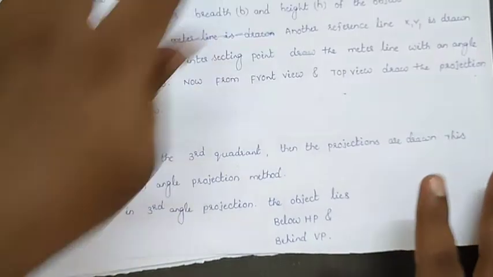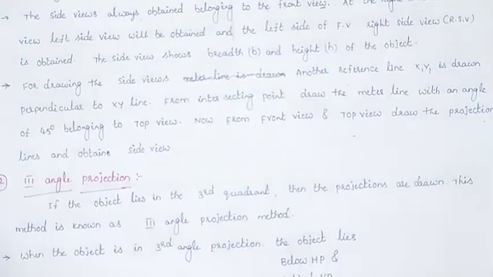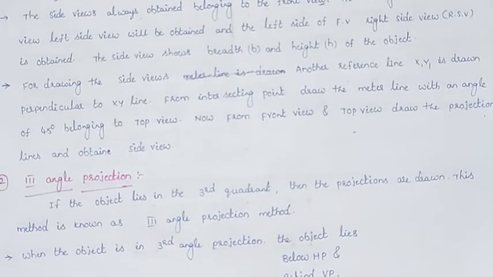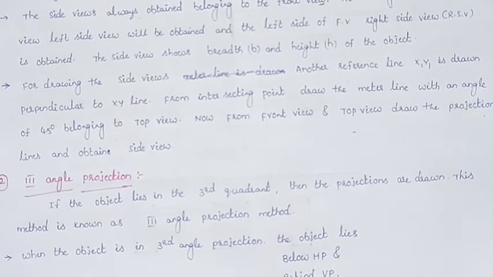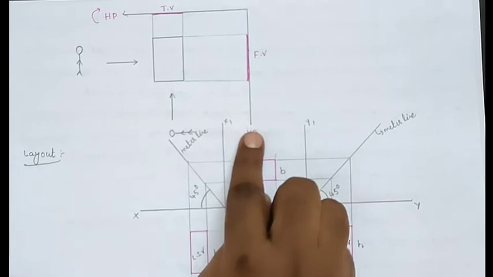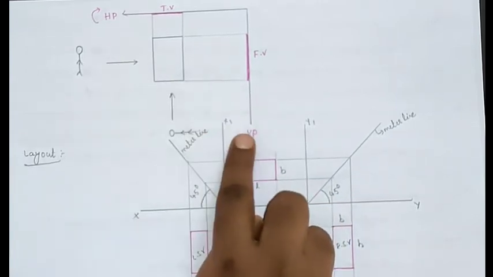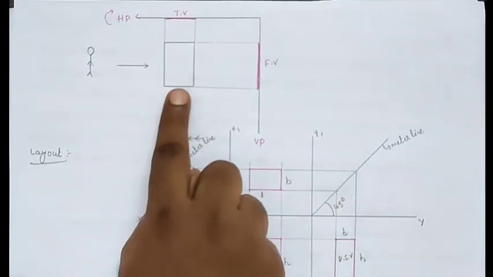Third angle projection layout: whenever the object is in the third quadrant, draw the projections of that object. This method we call the third angle projection method. I am showing the diagram here: the horizontal plane, and drawing the vertical plane, and this is the object in a two-dimensional view.